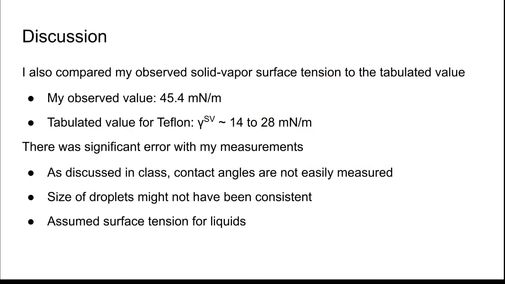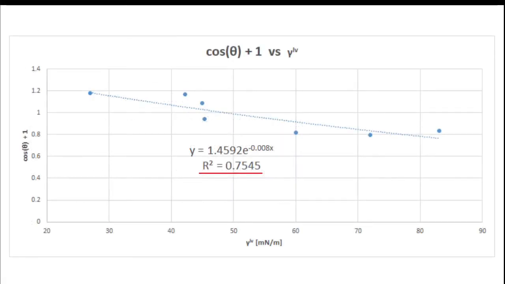But before ending, I should address some of the flaws of my experiment. For one, I compared my observed result to the tabulated surface tension value of Teflon. I found that my observed value has a significant difference from the tabulated values, which can range from 14 to 28 millinewtons per meter. This was somewhat expected given the low accuracy of my data points, and my R-square value of 75% shows that I had significant error.